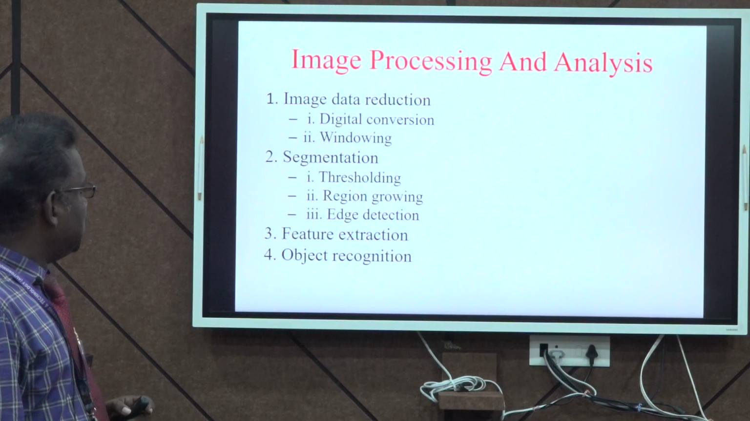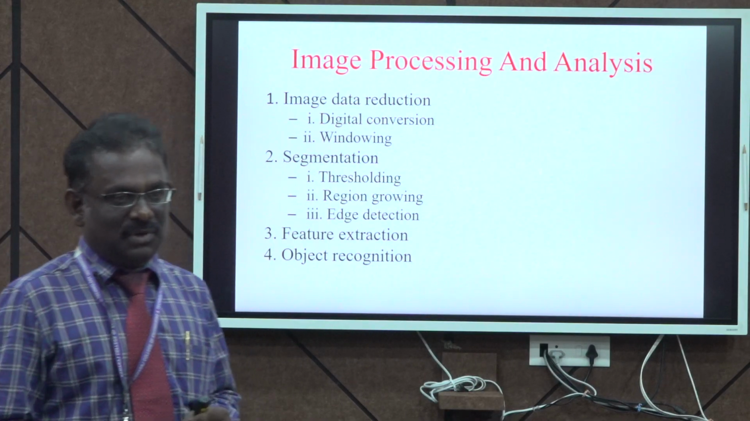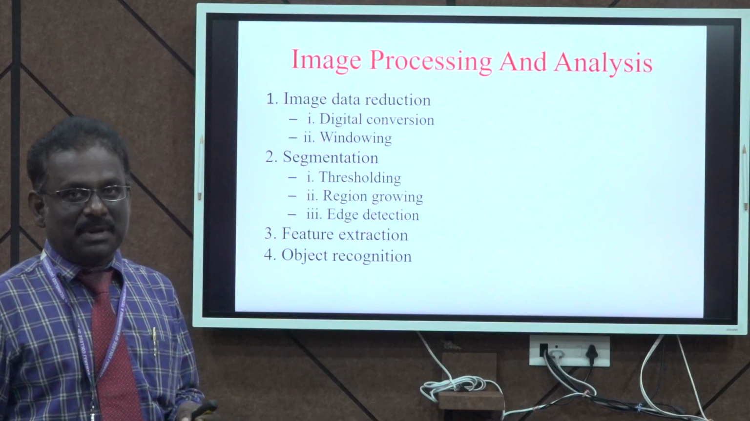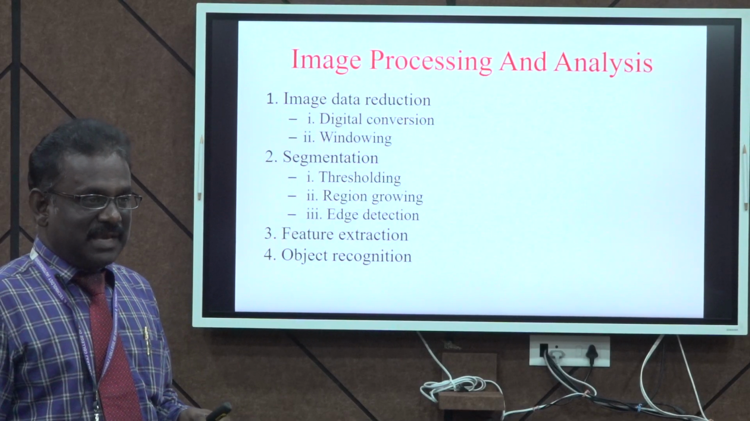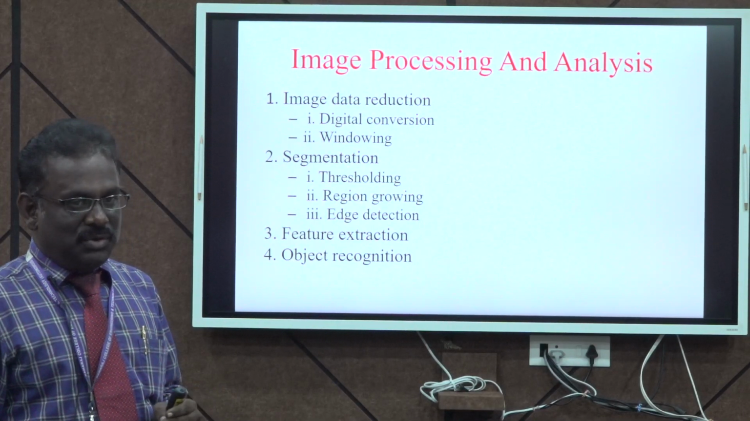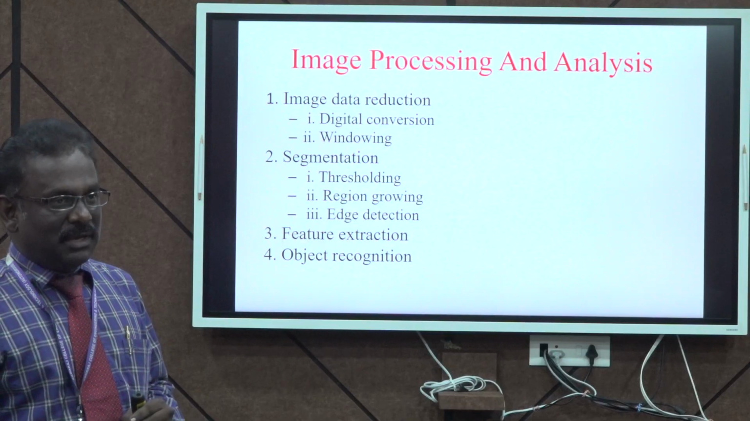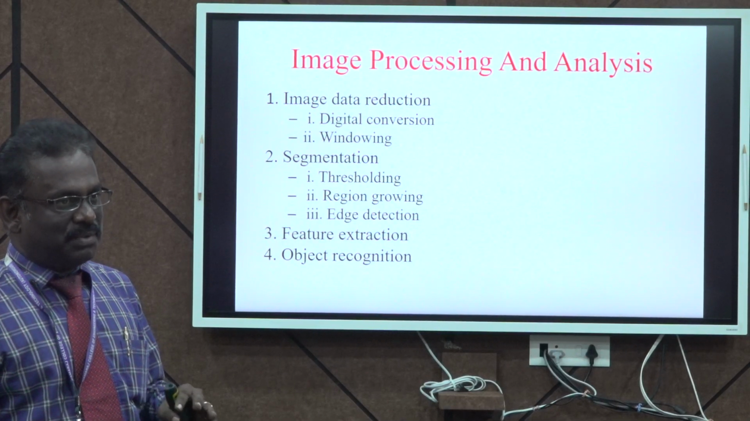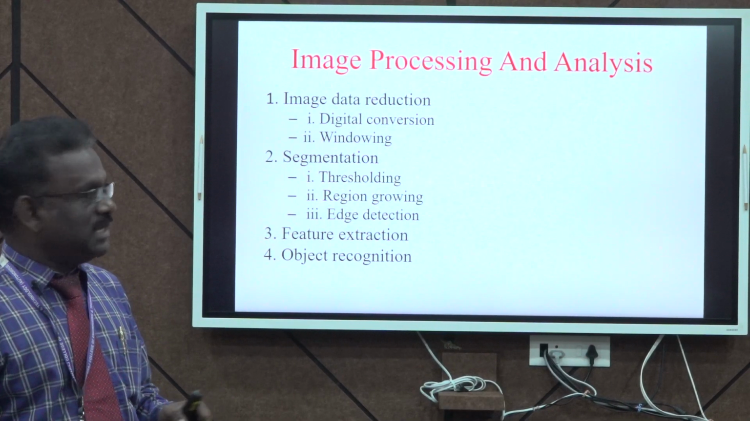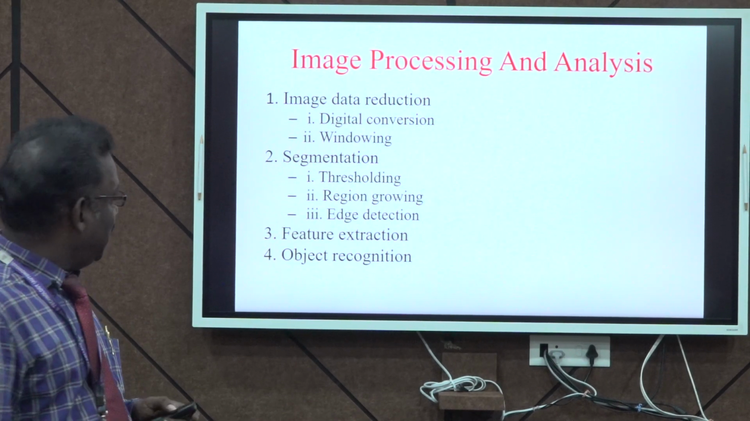And the second step is image processing and analysis. Here, if we capture the image of object of interest using a CMOS camera or CCD camera, the size of the image will be large. So if you want to reduce the size of the image before storing it into the computer, then there should be some processing algorithm so that the image size will be reduced. For that, we can use the digital conversion technique or windowing technique.